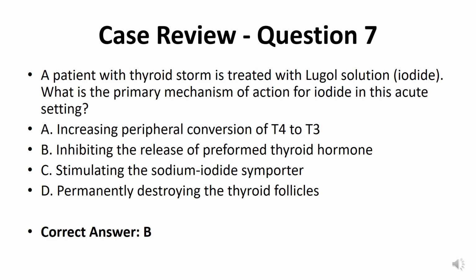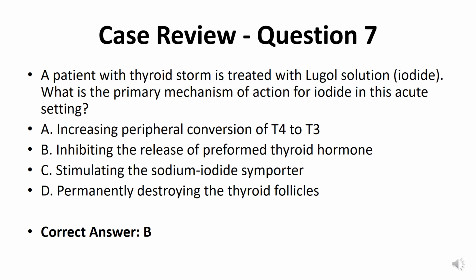In thyroid storm, the thyroid already contains large stores of preformed T3 and T4 hormones. Iodide rapidly blocks the release of these stored hormones into the bloodstream. This helps lower circulating thyroid hormone activity more quickly during the emergency. Iodides also decrease thyroid gland vascularity, which becomes useful before thyroid surgery because it reduces bleeding risk.